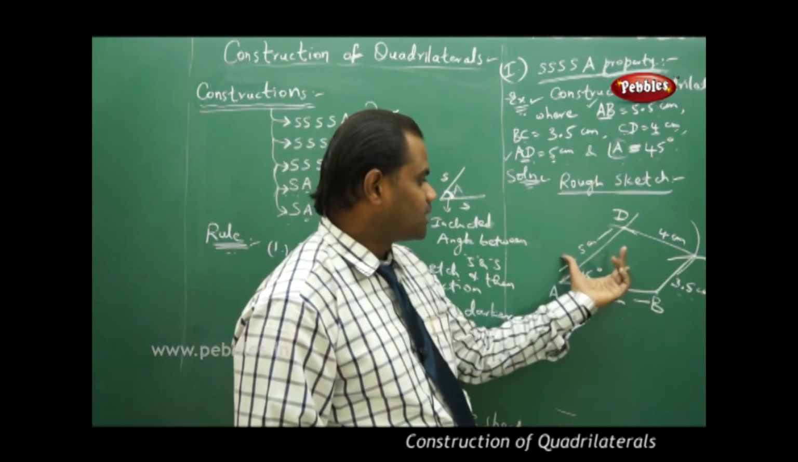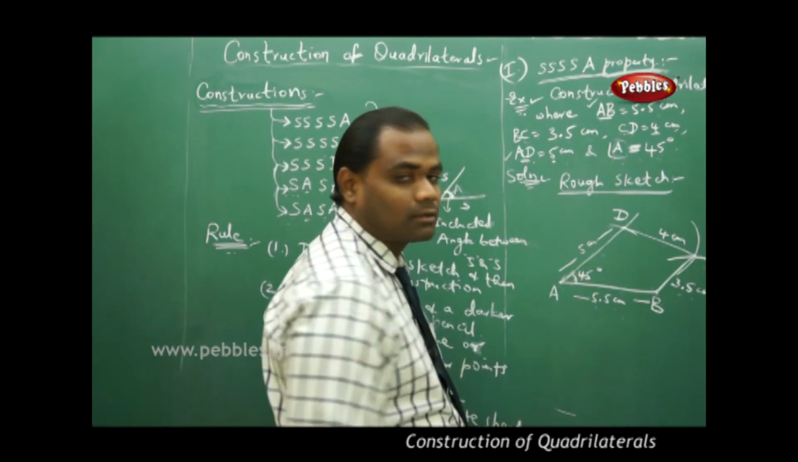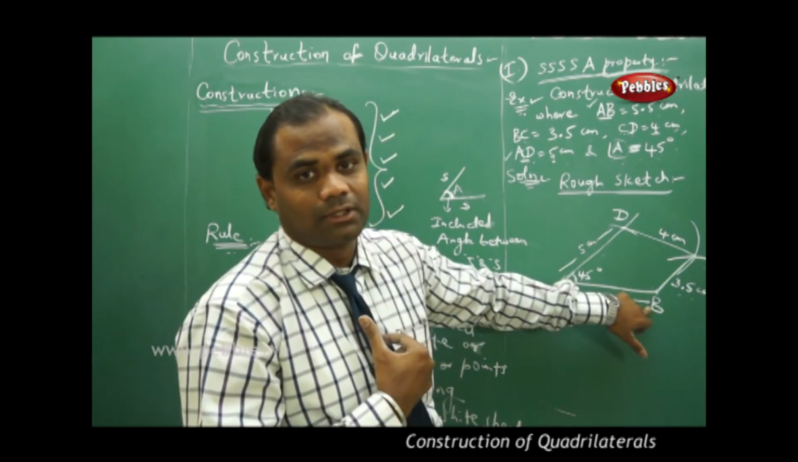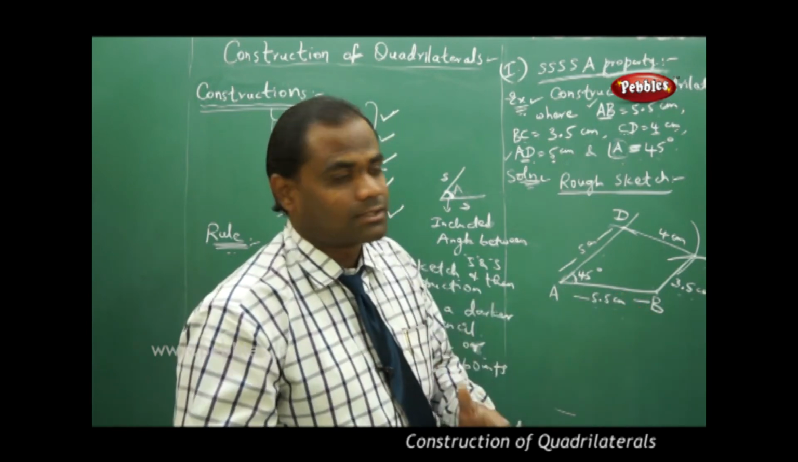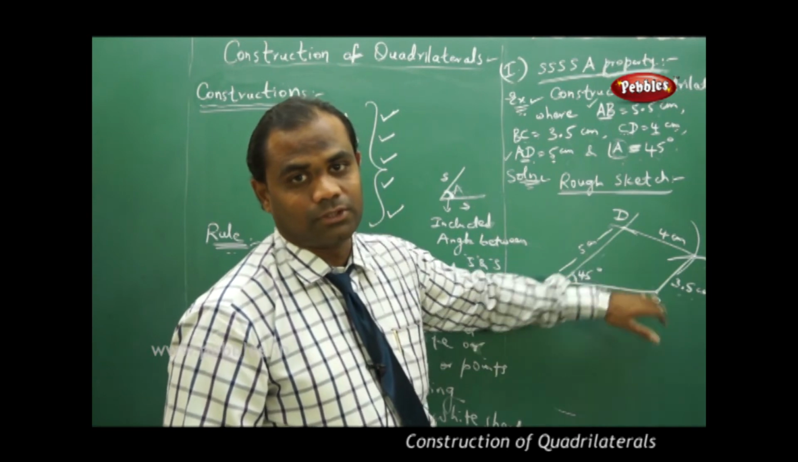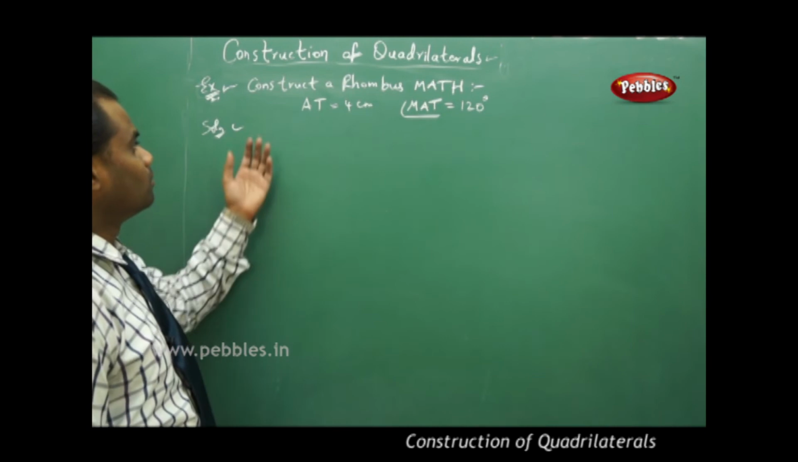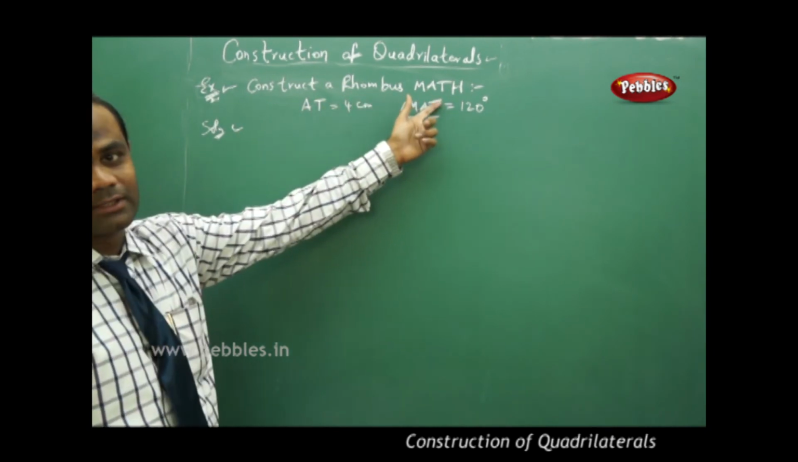Once you understand the rough sketch, then the main construction is done using geometrical instruments. I have done the rough sketch here, and you're going to do the main construction based on these properties using the perfect geometrical instruments. Now, a rhombus is to be constructed.